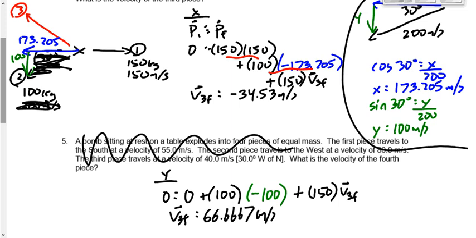And now we just combine these, right? I won't finish this off, but I'll just show you what the vector diagram would look like. 34.53 and 66.667. And you do your Pythagorean theorem in the inverse tan function there. Good? All right. If you haven't finished 4 to 6, please finish those up for homework tonight.